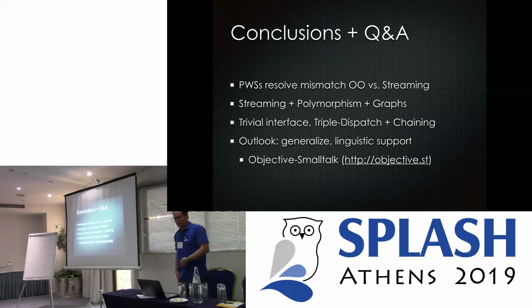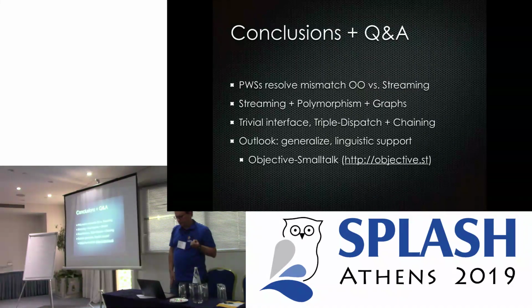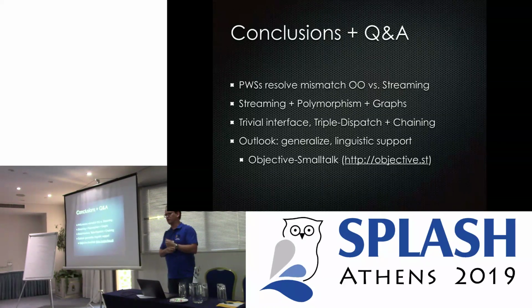Quick recap. The polymorphic write streams resolve the mismatch between object orientation and streaming. It means we can get streaming, polymorphism, and complex object graphs to work nicely together and have all the characteristics that they're supposed to have. There's a completely trivial interface. In terms of linguistic support, it might even not make sense to have that as a message send, but rather have maybe special syntax like an assignment.